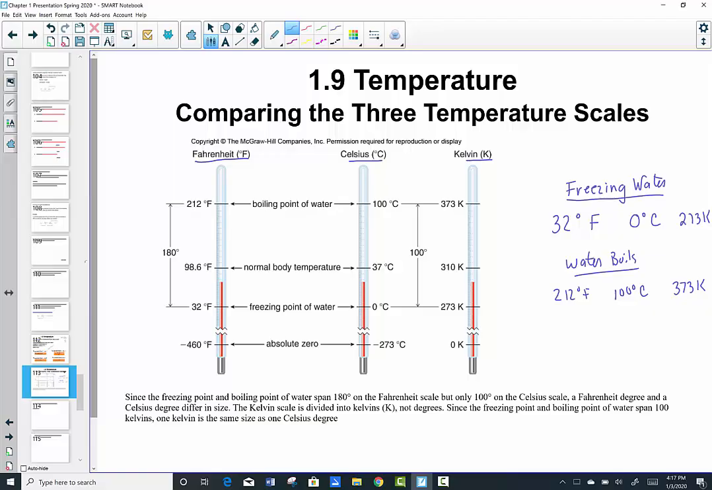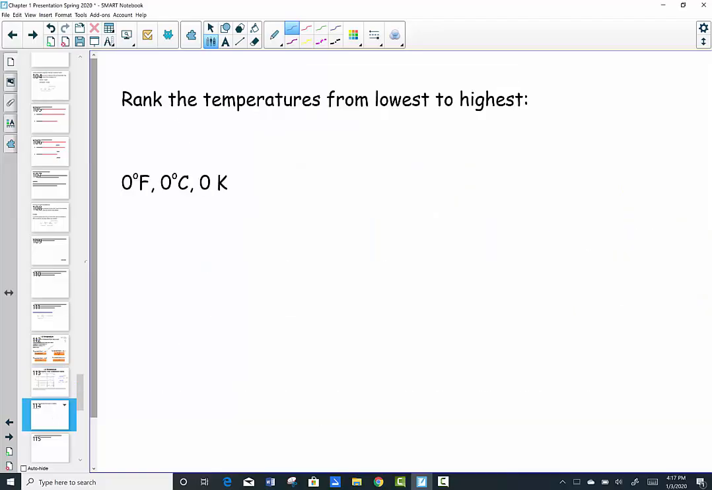Since the freezing and boiling point of water on the Fahrenheit scale span 180 degrees, it has many more ticks between the degree marks, if you will, than the Celsius scale. The Kelvin scale is divided into 100 units, not degrees. But notice that the Kelvin and the Celsius have the same number of degree marks, whereas the Fahrenheit scale has many more degrees between each unit. Let's apply that. Let's think that through a little bit.